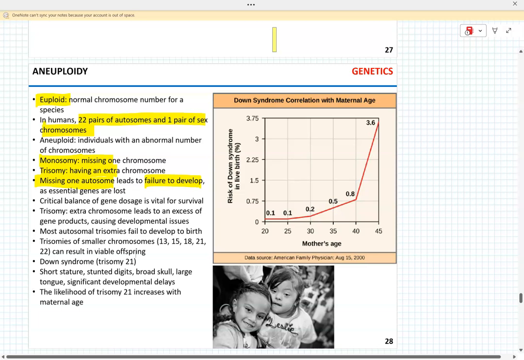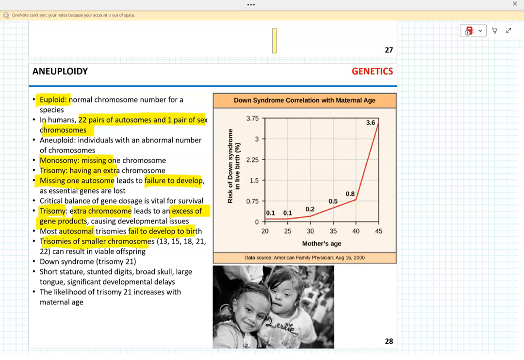This balance of gene dosage between all the autosomes is crucial for the survival. In case of trisomy, there is an extra chromosome which results in the excessive production of proteins or whatever gene product is, which will lead to developmental issues. Most trisomies that are autosomal fail to develop. However, there are some trisomies of smaller chromosomes that can result in viable offspring.